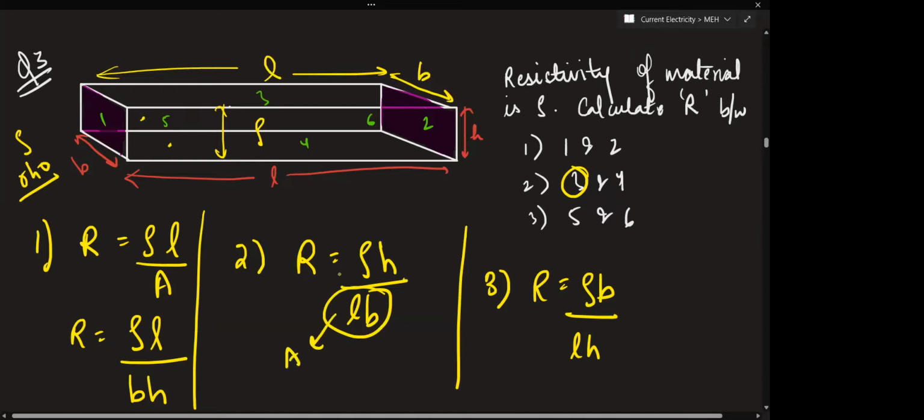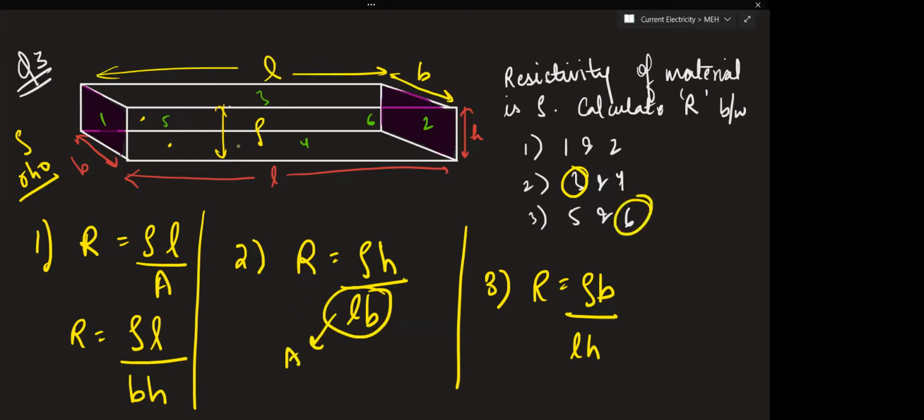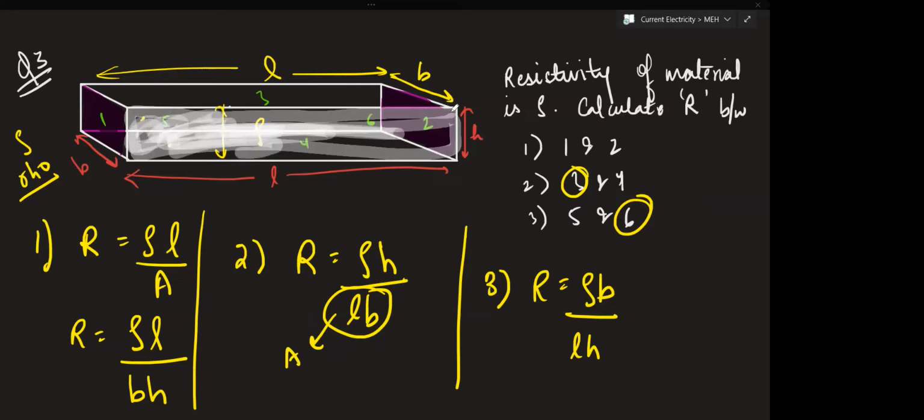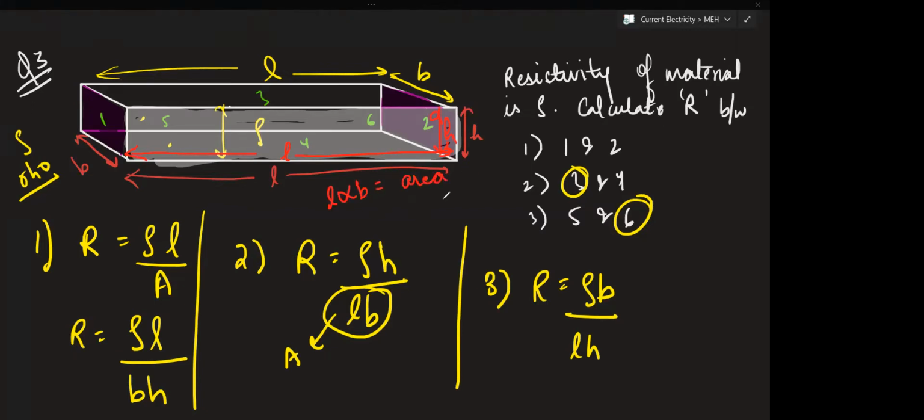This is for whichever section you're taking. Let's say the sixth one. The sixth one is this face. So what will be the sixth one? This is the length, and this is the height. Length multiplied by breadth is given as the area of a rectangle. So here the length is L and the breadth is the height. That's why LH is there instead of 6.